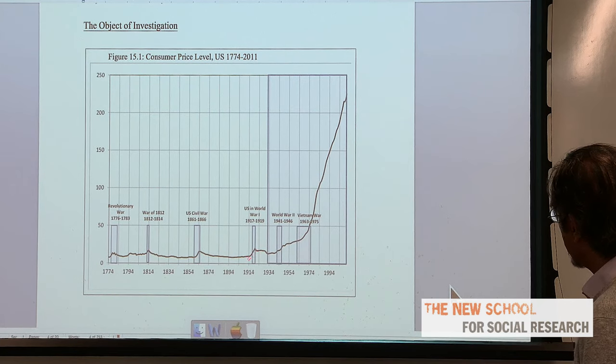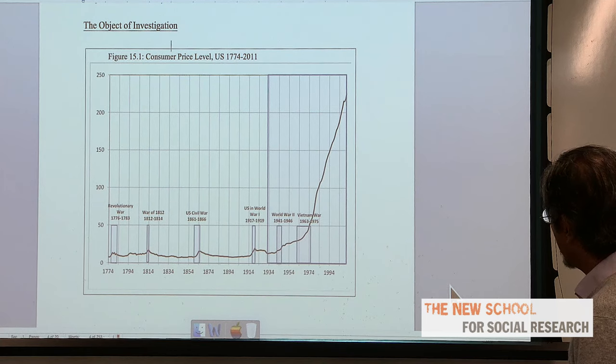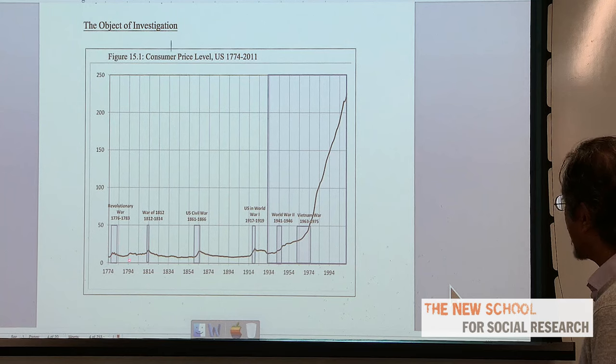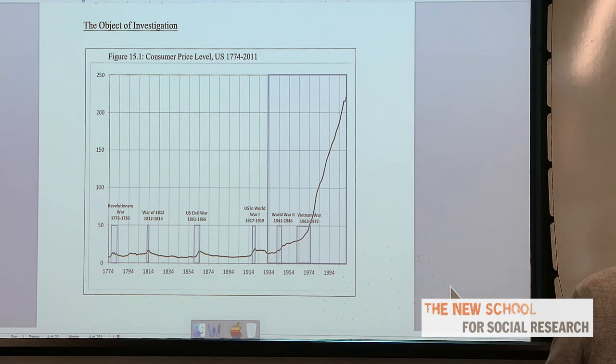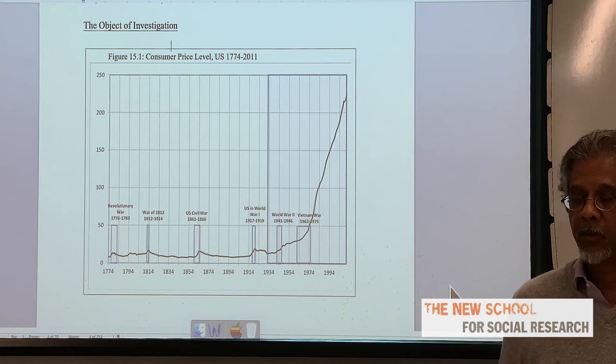This is World War I here. This is the Civil War here. This is the War of 1812. This is the Revolutionary War. You can see inflation happens in wars, but afterwards it comes down. In this case, inflation rises in World War II, but it never comes down, and you get this fantastic price rise. And that is the question that we're addressing today.